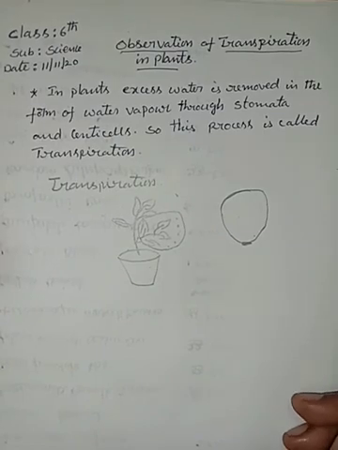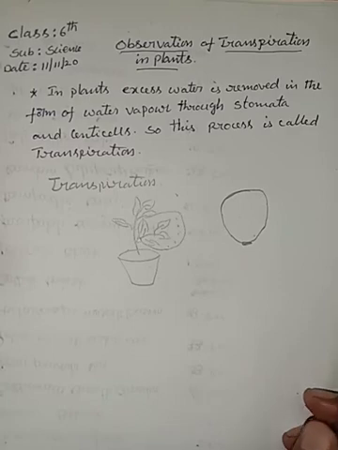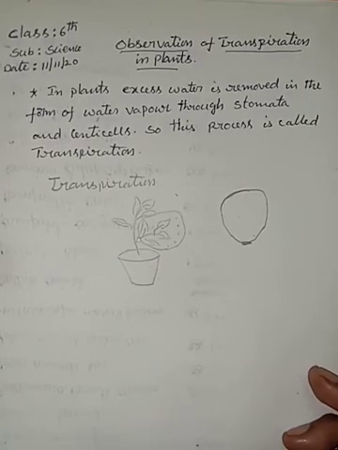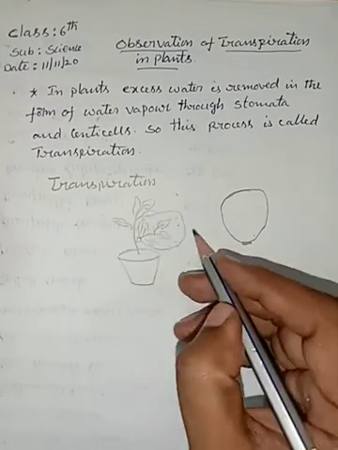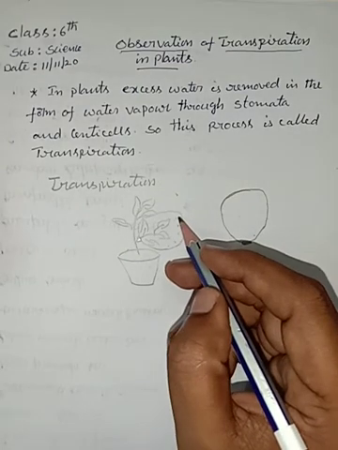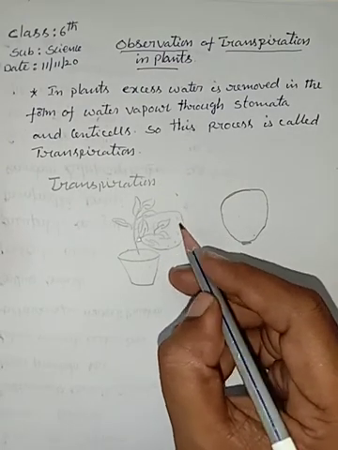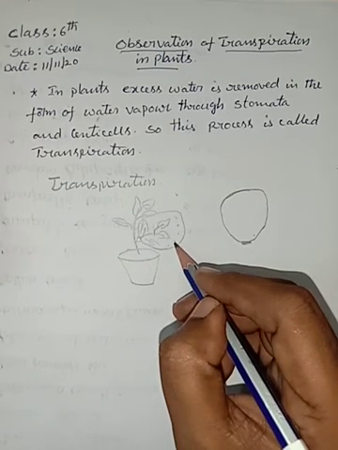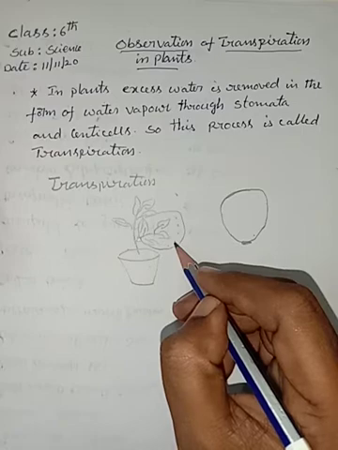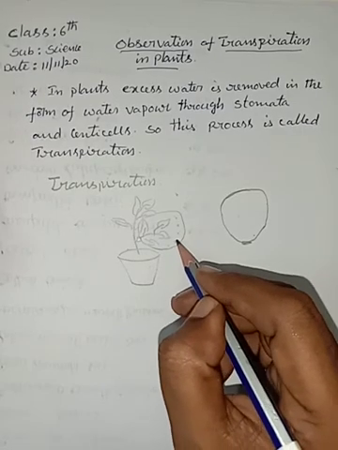What is the meaning of transpiration? In plants, excess water is removed in the form of water vapor through stomata and lenticels. So this process is known as transpiration. This water vapor condenses and is seen as droplets on the inner side of the polythene bag. Okay, children.